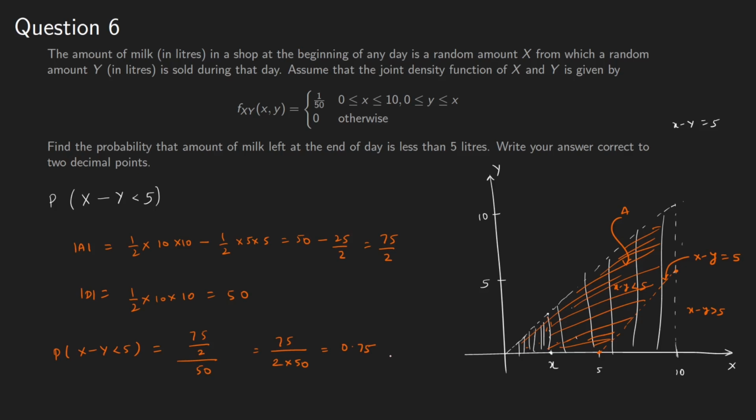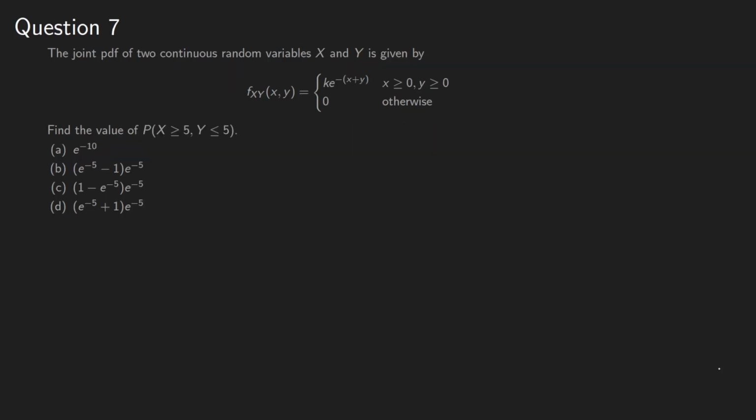In question number 7, we have been given the joint PDF of two continuous random variables x and y. f of x, y at (x, y) is equal to k times e raised to the power minus (x plus y), for x greater than 0 and y greater than 0, and it's 0 otherwise. And we have to find the probability that x will be greater than or equal to 5 and y will be less than or equal to 5.